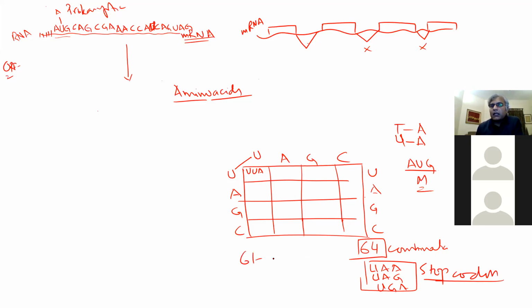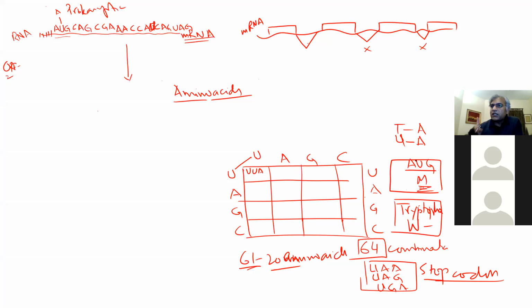The rest of the 61 are the ones that encode 20 amino acids. All the 20 amino acids are encoded by 61 codons. It means there will be many codons for a single amino acid. There are a few exceptions like tryptophan, which is represented by W, that is encoded by a single codon. And the same is the case for methionine, M, that's also encoded by just one codon. All the other amino acids have more than one codon.